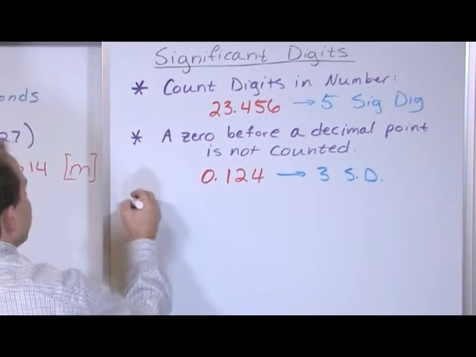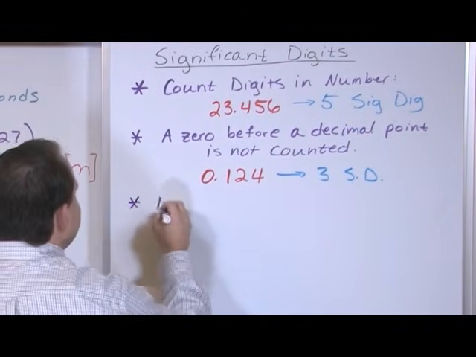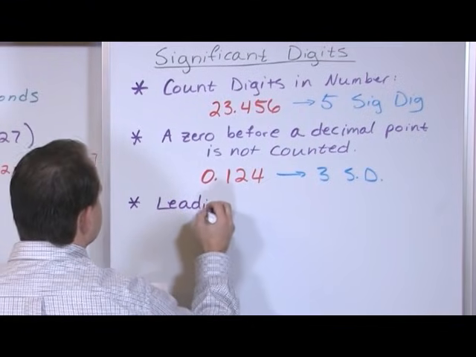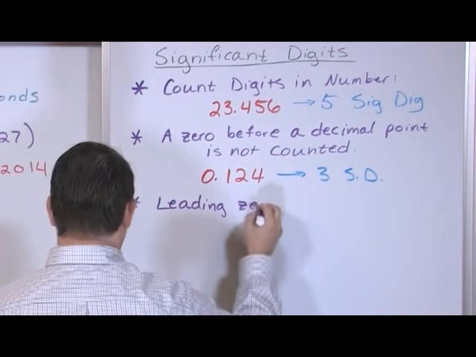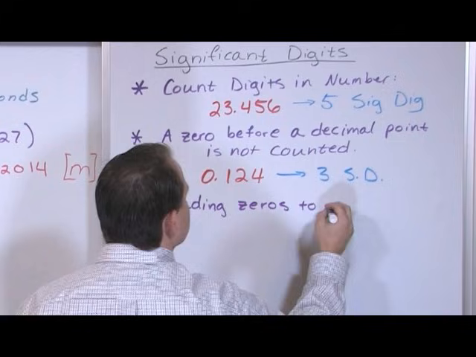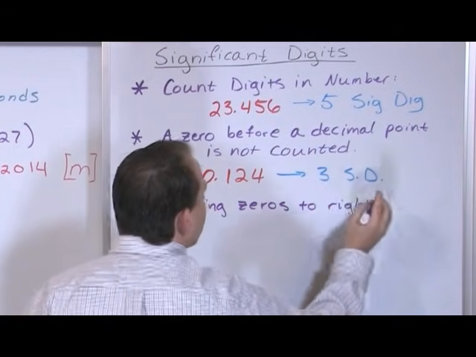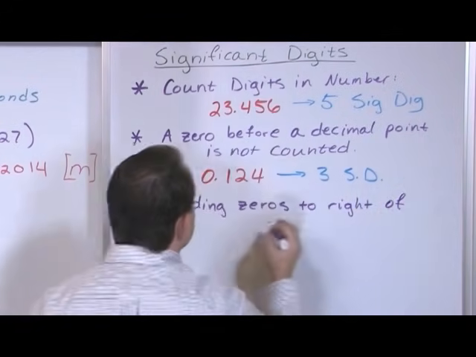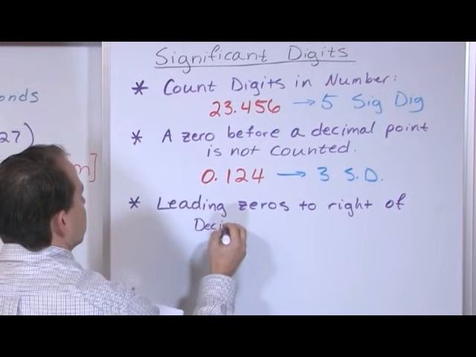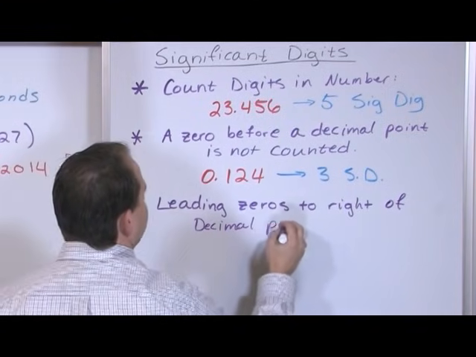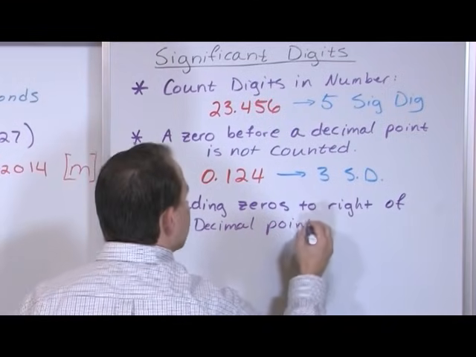All right, let me go ahead and give you another little rule. Leading zeros to the right of a decimal point are not counted.